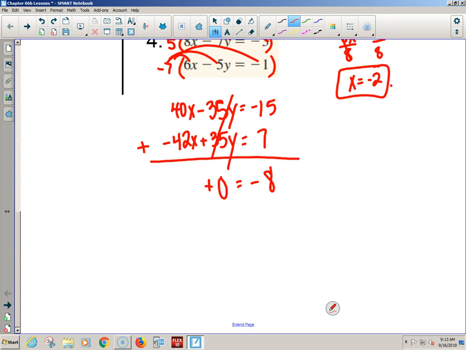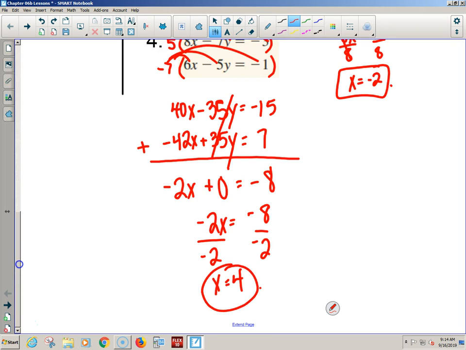But who did I forget? Yeah, 40x minus 42x would be negative 2x, right? Careful, negative or positive 4? Good, because if you divide by a negative 2, doesn't x equal a positive 4? Oh, wait. What are we solving for? Y. We need both equations in order to get the y and the x. So once we have the x, that's good, but we still need the y, right?